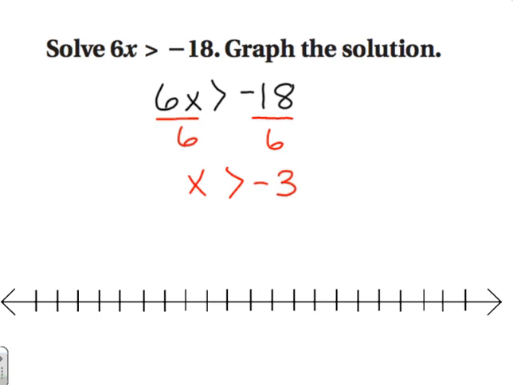So we can put negative 3 kind of in the middle. We'll count out negative 4, negative 5, the other direction, negative 2, negative 1. This time we're going to use an open circle at negative 3. And we want it to go to all the numbers that are greater than negative 3. So that means it's going to go to the right, and we'll put an arrow going in that direction.